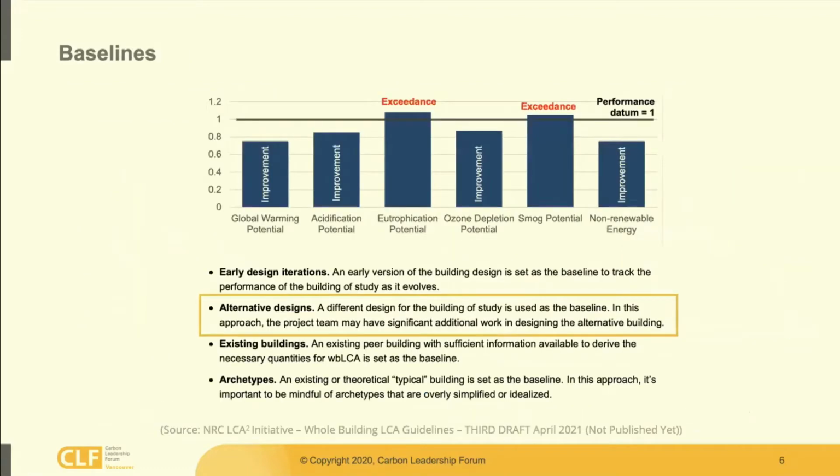But for tonight, what we're talking about is mainly the baseline approach, where we're defining a certain percentage reduction relative to a baseline. There are different approaches to doing this. Some people use an early design iteration. Some people use an alternative design, which personally I think is probably the most robust way of doing this. So basically you design the exact same building that you have, but you swap out the different material design decisions or assemblies to define the baseline. You could potentially compare this against an existing building that is functionally equivalent, or you can look at different building archetypes. So it's sort of a theoretical typical building.